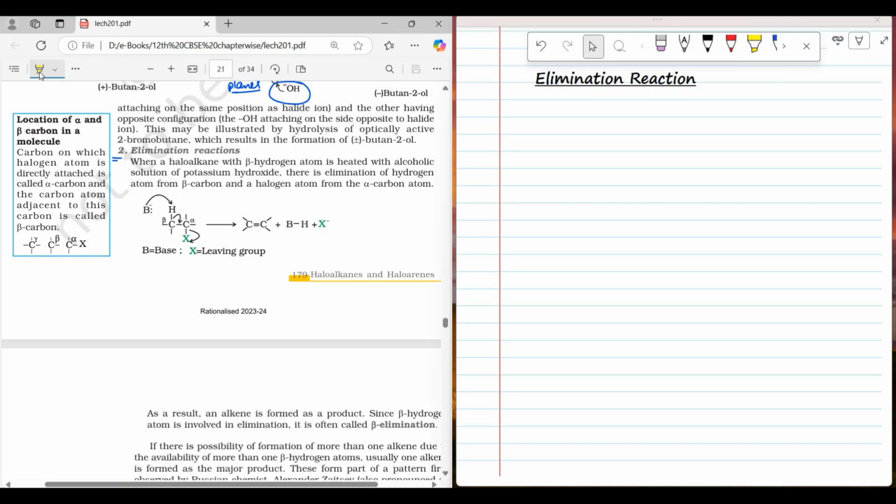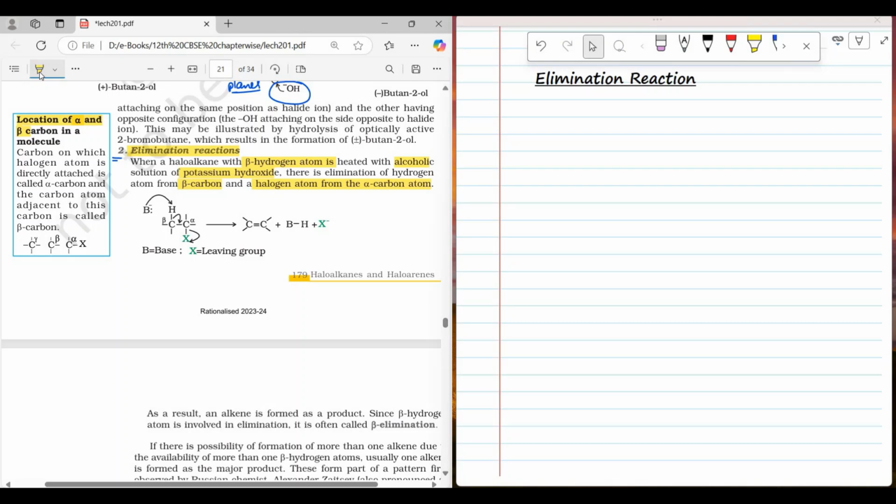Today we are going to discuss elimination reactions. When a haloalkane with a beta hydrogen atom is heated with an alcoholic solution of potassium hydroxide, there is elimination of a hydrogen atom from the beta carbon and the halogen from the alpha carbon atom. Location of alpha and beta carbon in the molecule.